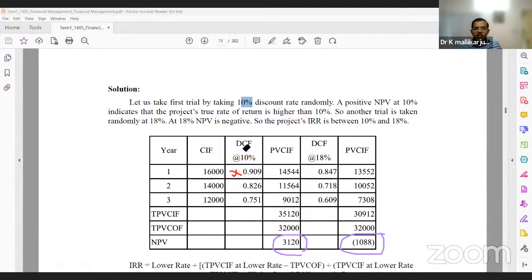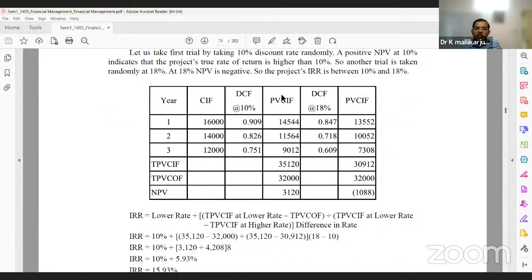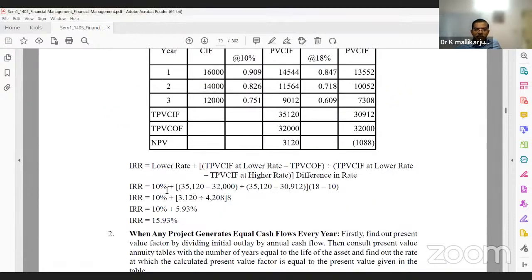Positive NPV at 10% level, and at 18% it is a negative NPV. That means the IRR is higher than this 10%. See, higher than 10%. Total present value of cash flow at the lower rate, present value of cash outflows.